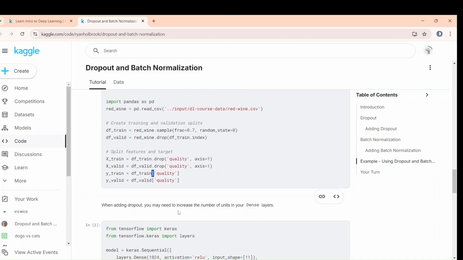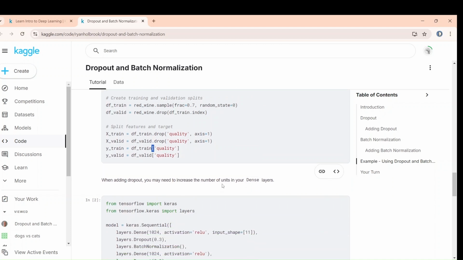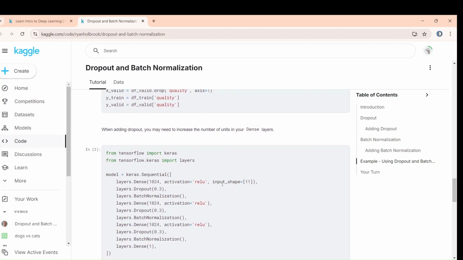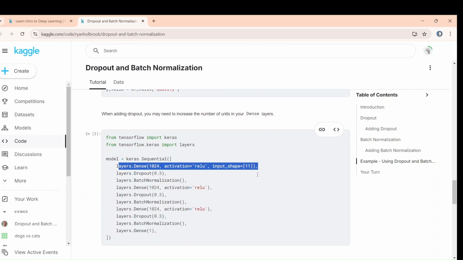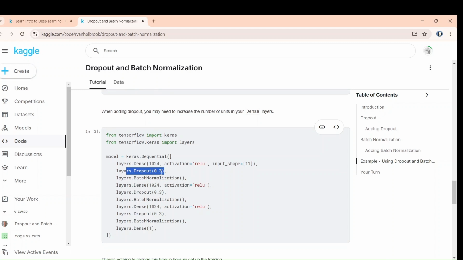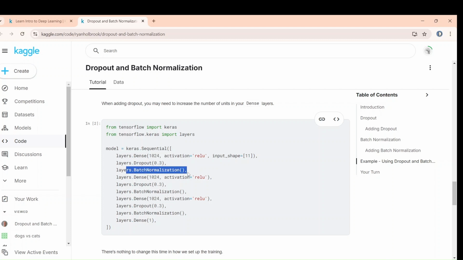Now you use the dropout layer. So you may need to increase the number of units in the dense layer. The first one we learned is the dropout layer. From keras import layers. First the dense layer with 1024 units, ReLU activation, input shape equal to 11. Next layers.Dropout 0.3, which means 30% of the neurons will be dropped out. Fine. After that you apply batch normalization. It will be normalized by mean and standard deviation.